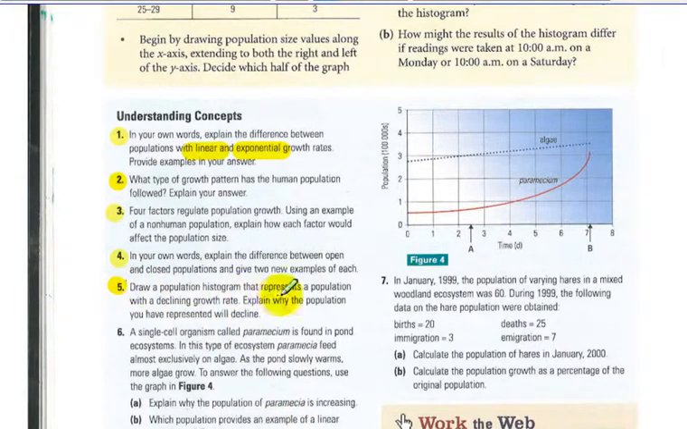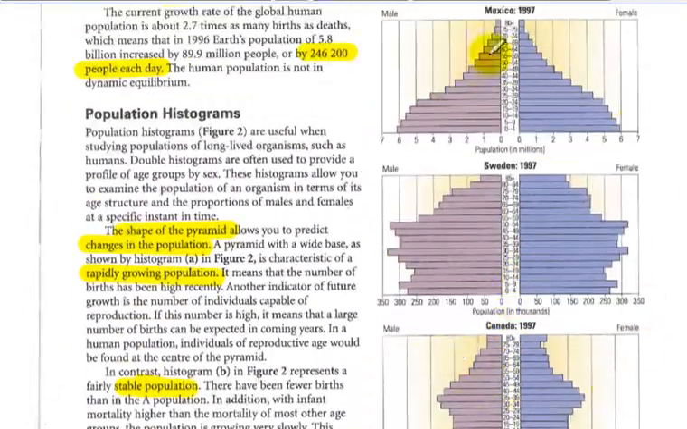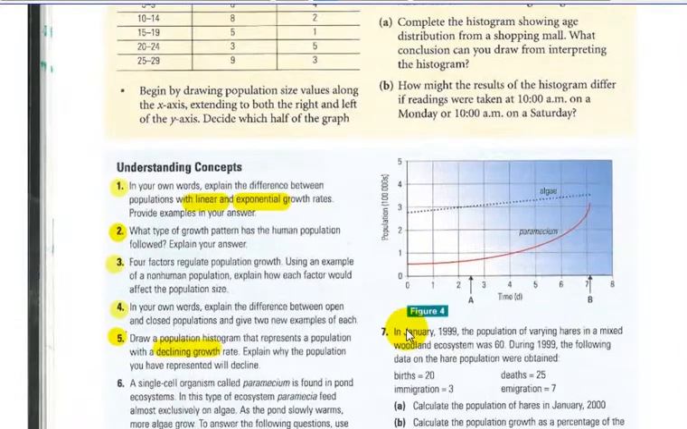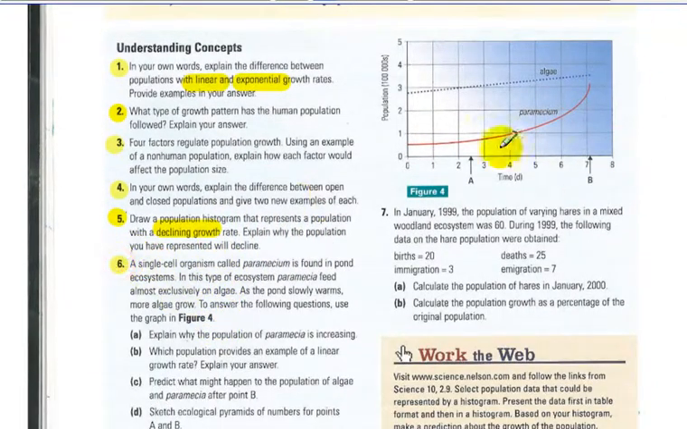Here, draw a population histogram that represents a population with declining growth rate. Now you can just sketch that. It looks something like one of these. You have to remember which one I talked about, which represents a declining one, in order to answer that question, and explain why the population will decline. 6 refers to this graph over here.